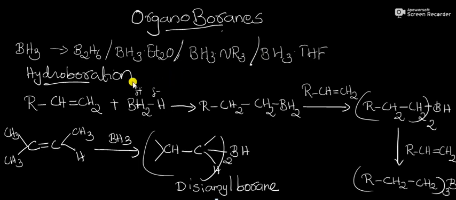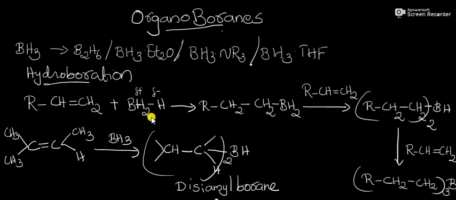What is the hydroboration reaction? Addition of BH3 to a C=C double bond is called the hydroboration reaction. That is, RCH=CH2, an olefin. When the BH3 group adds to this olefin, it will convert it into RCH2CH2BH2.